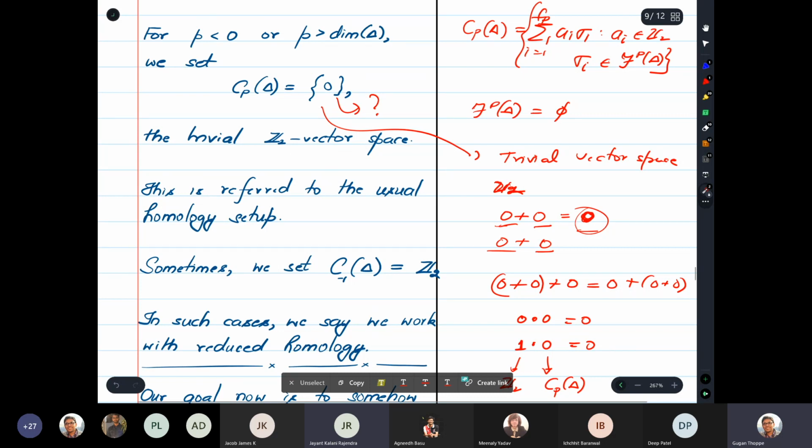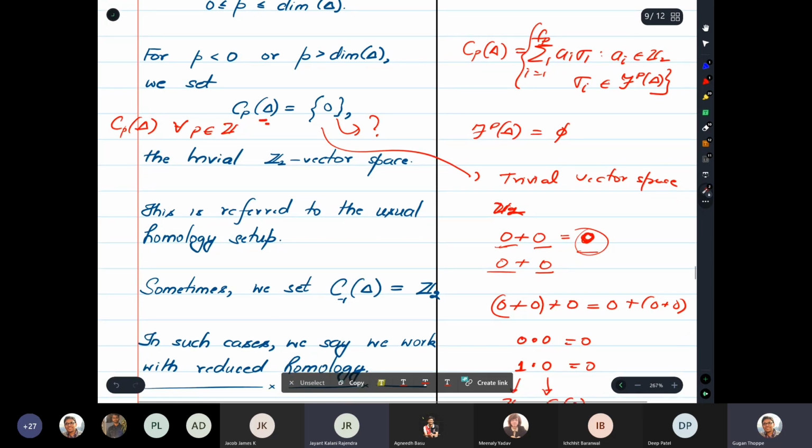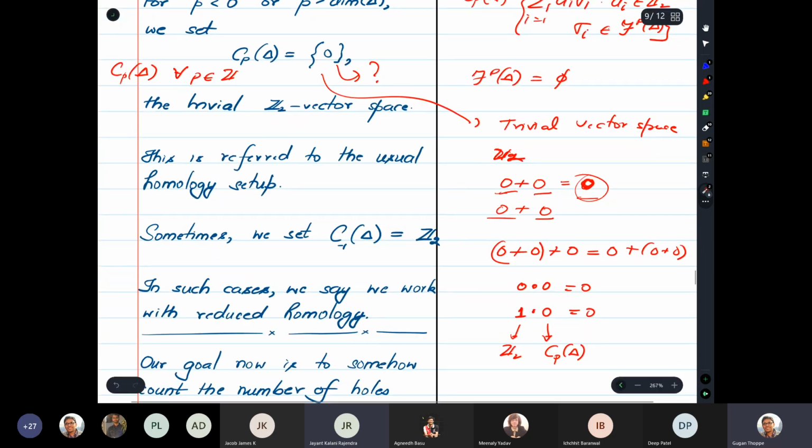Okay, so whenever we define vector spaces in this sense, notice that we now have a C_p(Δ) for all p in the set of integers. We have a C_p(Δ) for all p in Z, and whenever we set C_p(Δ) to be the trivial vector space for all p, we will refer to this setup as the usual homology setup, right?